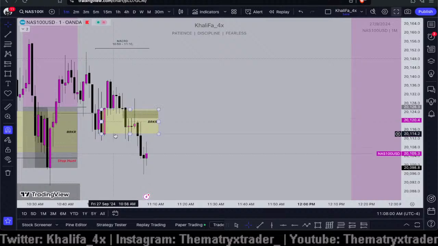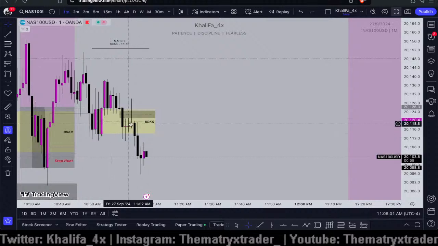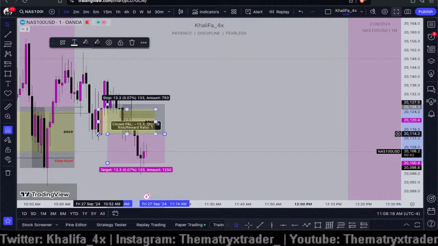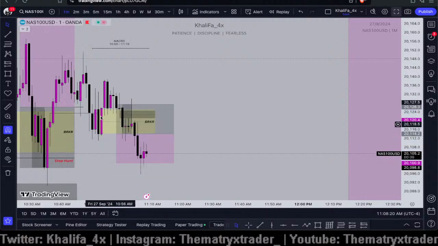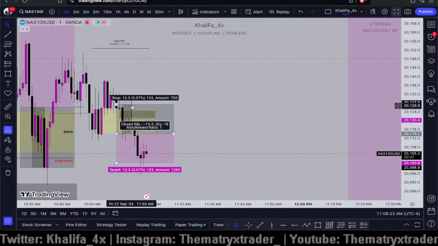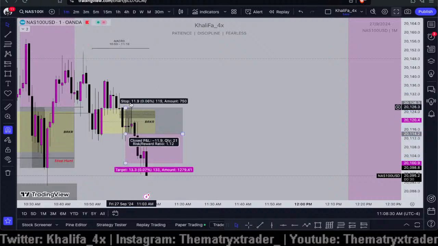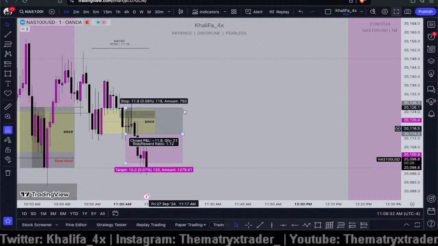This breaker becomes valid after this wick. If this breaker becomes valid before this wick, how do we go short? This would be our entry. Obviously, if this breaker becomes valid before this wick, our stop would be here. So it could take us out and we go short.